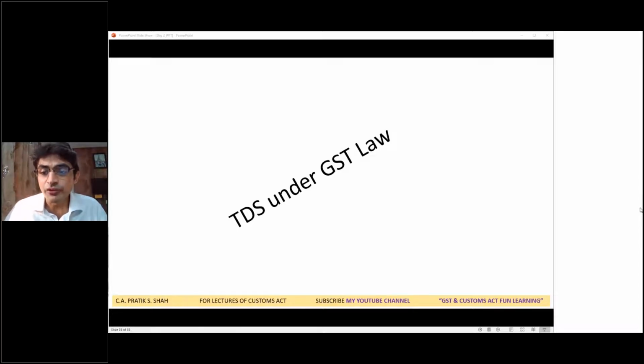But normally they will obviously be registered. Whether their turnover is way below 20 lakh or way above 20 lakh, obviously they will be registered in GST. Okay, so that is not a very big point. Okay, chalo. Now let's move to next point.